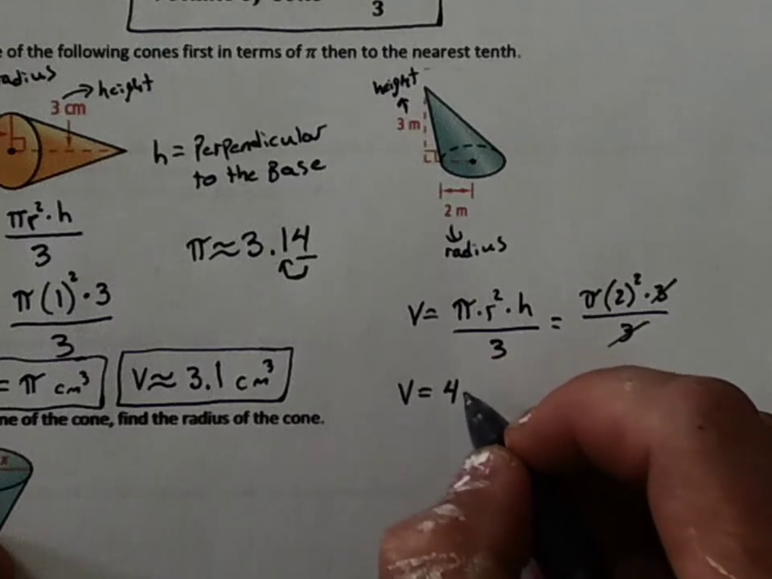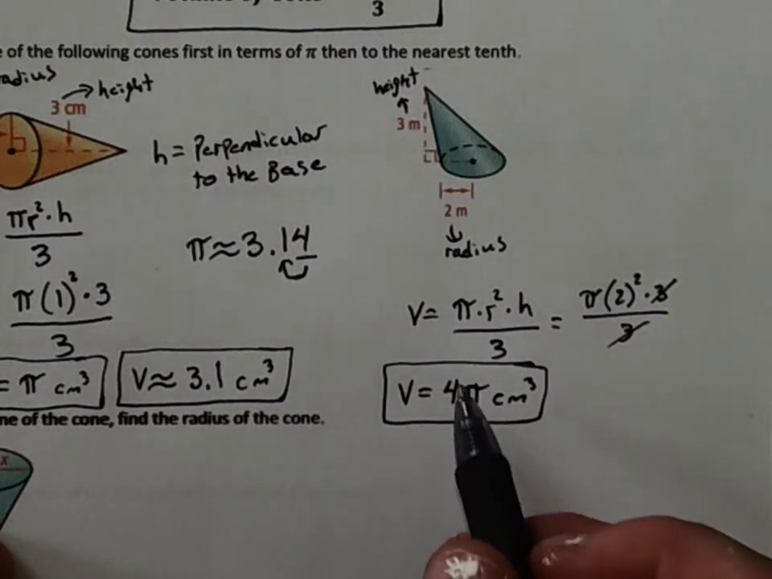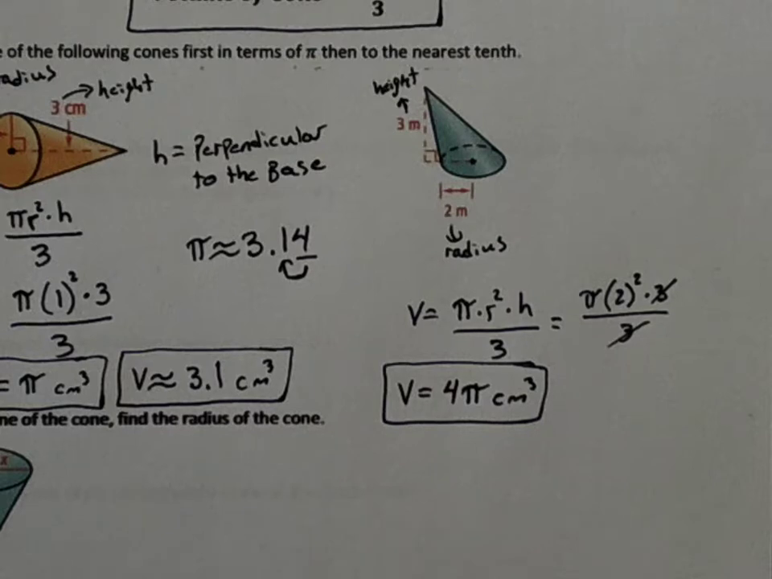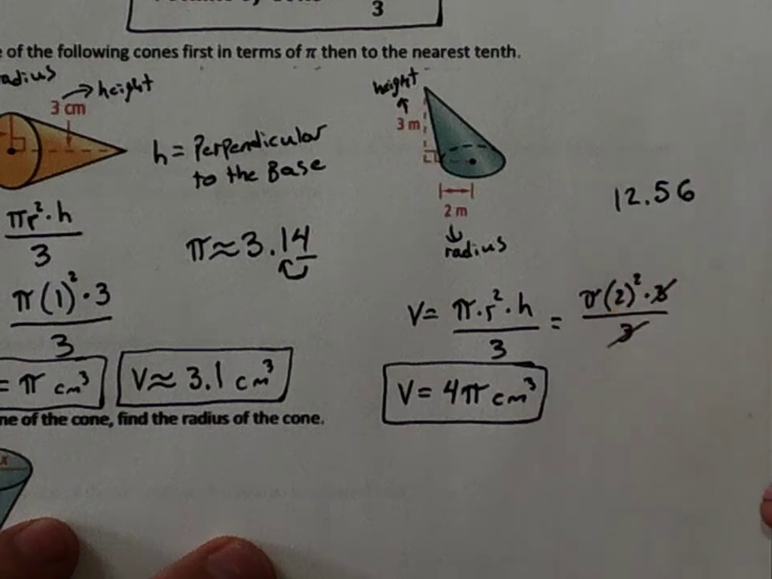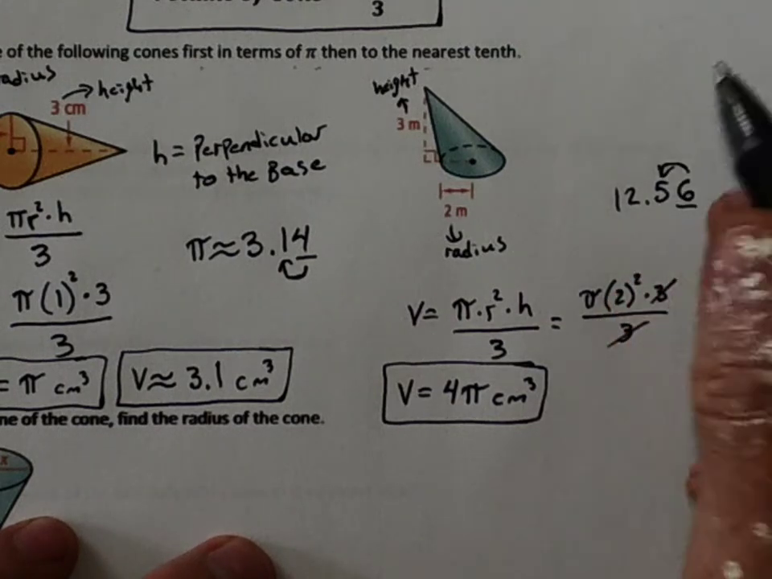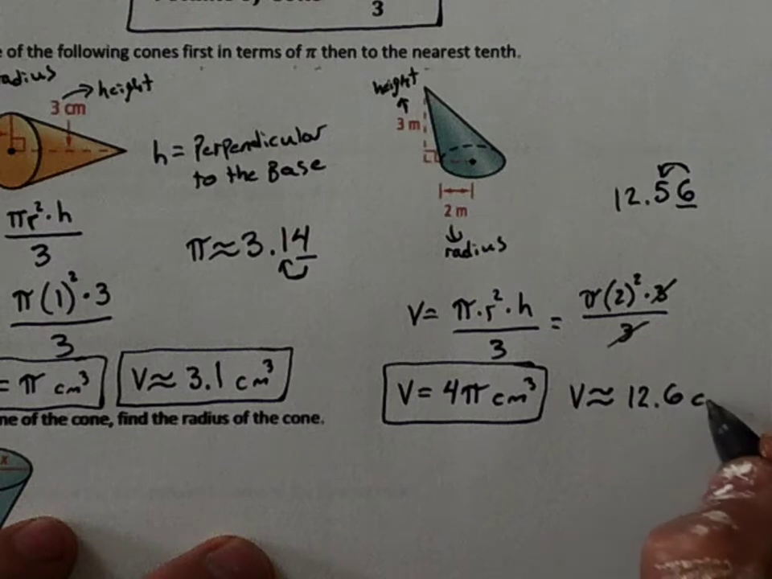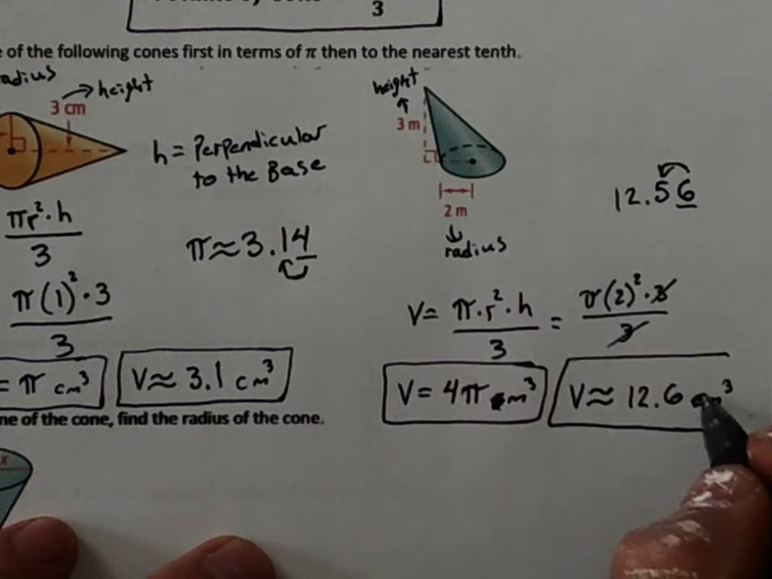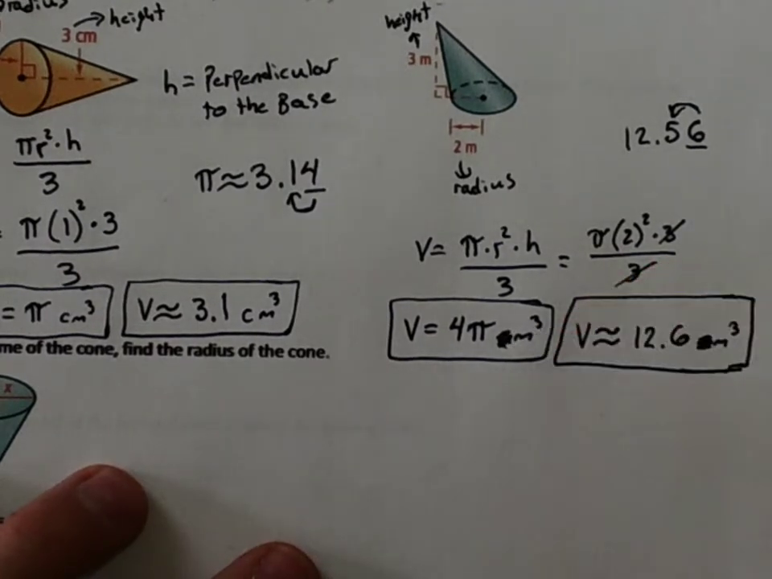So our first answer would be 4 pi centimeters cubed. That'd be the exact answer in terms of pi. First leave it in terms of pi, then round it. And 4 times pi is 12.56. The 6 is going to move the 5 up. So our second answer would be approximately 12.6 centimeters cubed. Oh, no, not centimeters cubed. Whoops, meters cubed. That's in meters, not centimeters. So just an m, not a cm. All right.